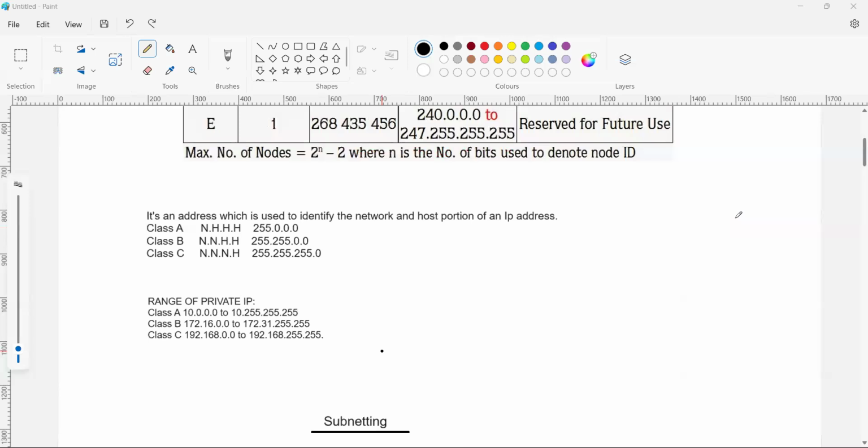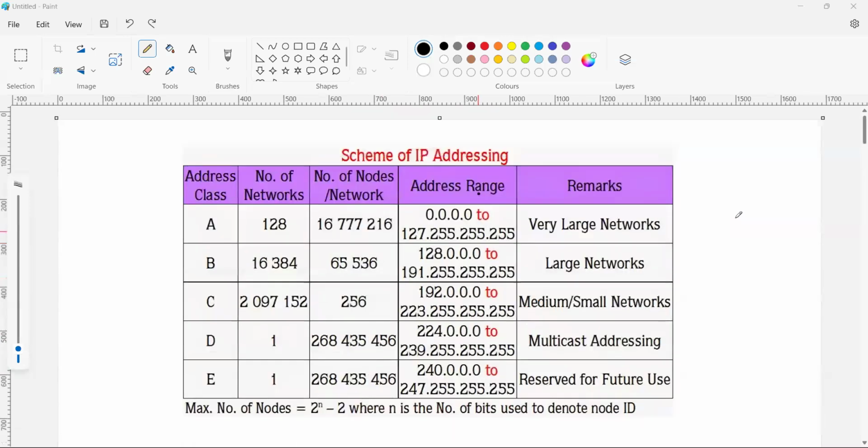Now, the IP address range starts from 0 to 127 for class A, class B is 128 to 191, class C is 192 to 223, and class D is the multicasting IP address that starts from 224 to 239. Class E we are not using nowadays, it is a wastage of IP addresses. The range is from 240 to 247. Now this is the IP address range.